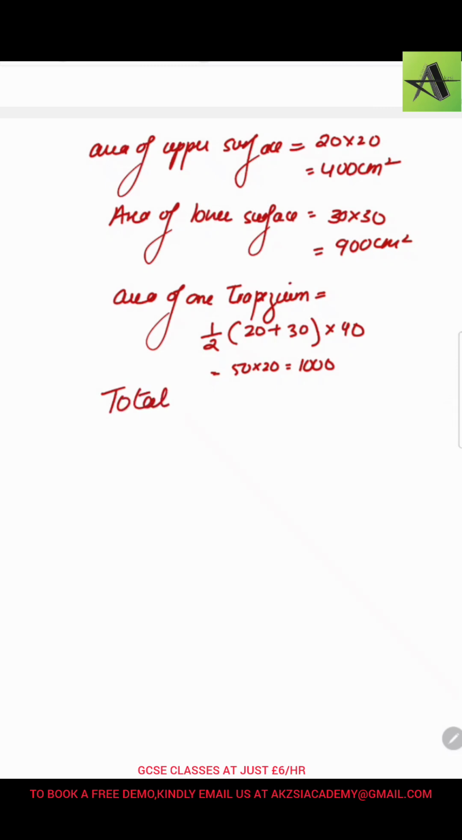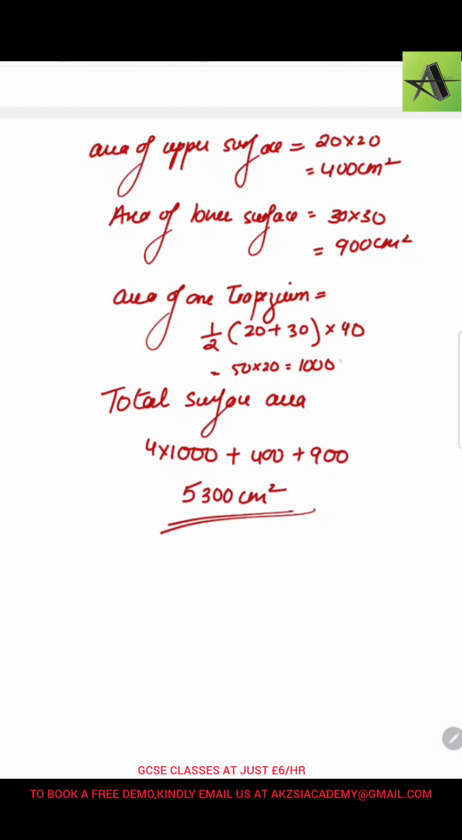Now total surface area would be, because 1000 is the area of one trapezium and there are 4 trapeziums, 4 times 1000 plus 400 plus 900. So this will give you 5300 centimeters squared, and that's your final total surface area of this frustum.